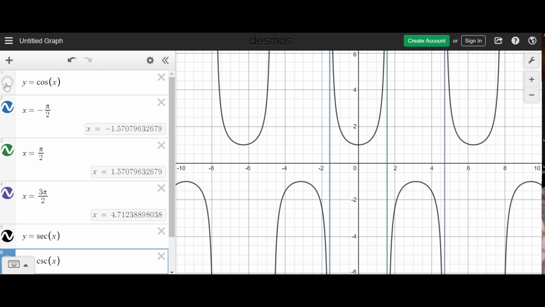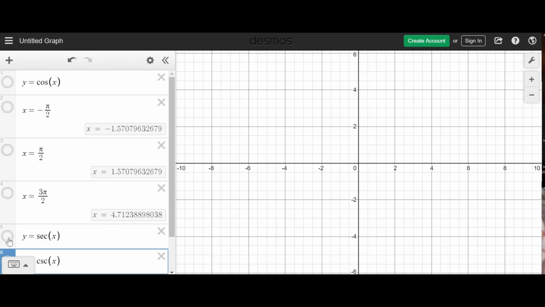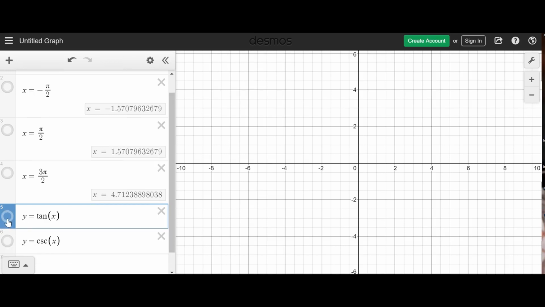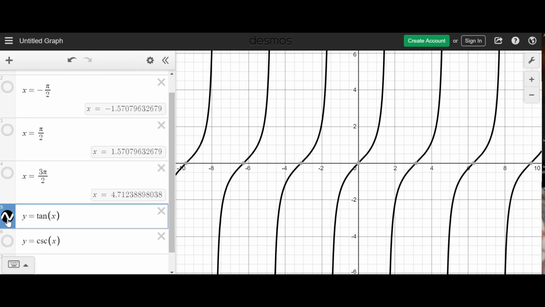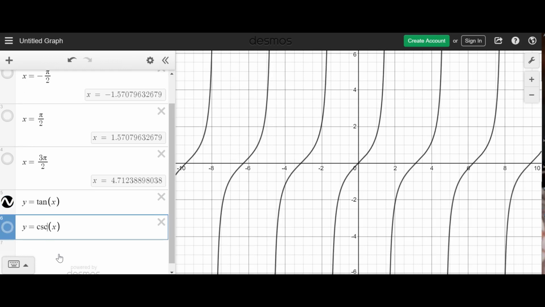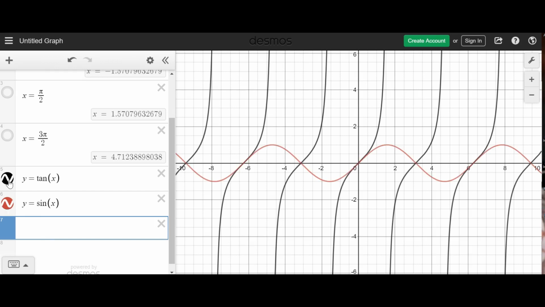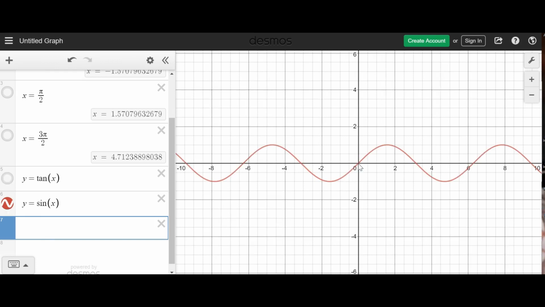All right, so let's talk about the cotangent. So again, we're going to turn these all off. Now, the cotangent is 1 over the tangent. Okay, so recall, if I draw the tangent function, it looks like this. But note that the tangent is actually the sine over the cosine. So the cotangent is going to be the cosine over the sine. So what's important to us here is actually the sine function. I'm going to bring the sine function back up.